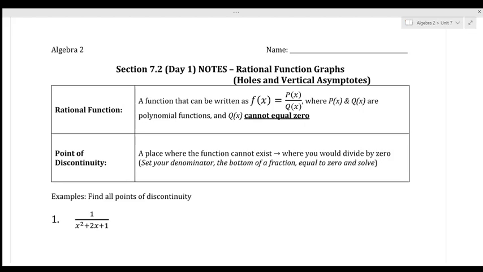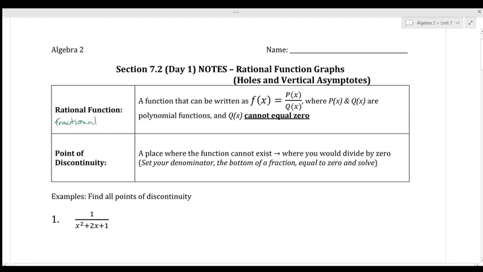Okay, so first things first, what the heck is a rational function? A rational function is a function that can be written as a fraction. So f of x is equal to p of x over q of x, where p and q are polynomial functions, like x squared plus 2 or 3x plus 4x squared. But your bottom, your q of x, can't equal 0, okay? The reason why it can't equal 0 is because we can't divide by 0. That's not a thing. If you try to do 3 divided by 0 in your calculator, it gives you an error. So basically, a rational function is a fractional function. It's just another fancy word for fractional.